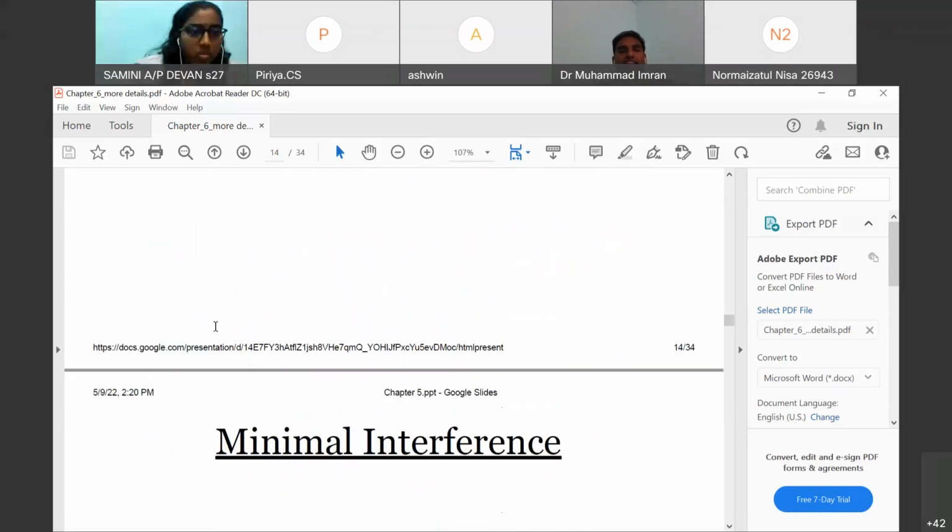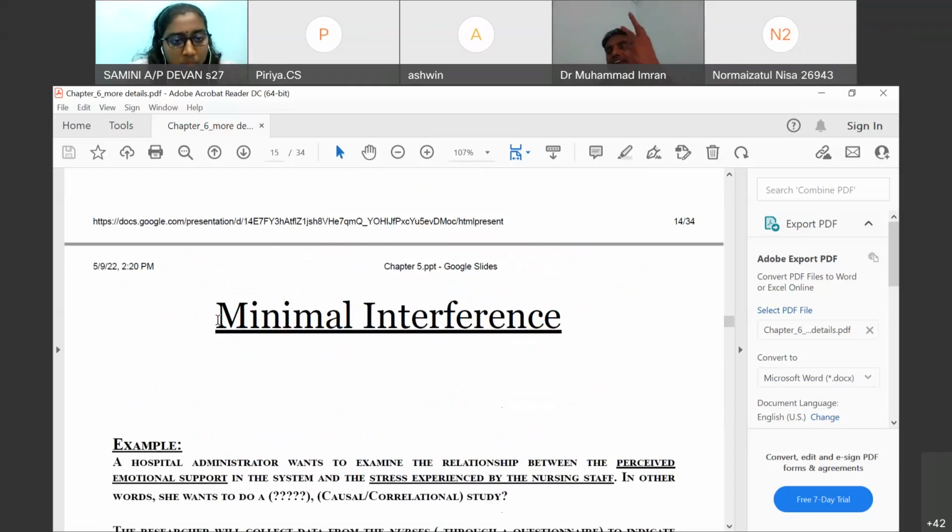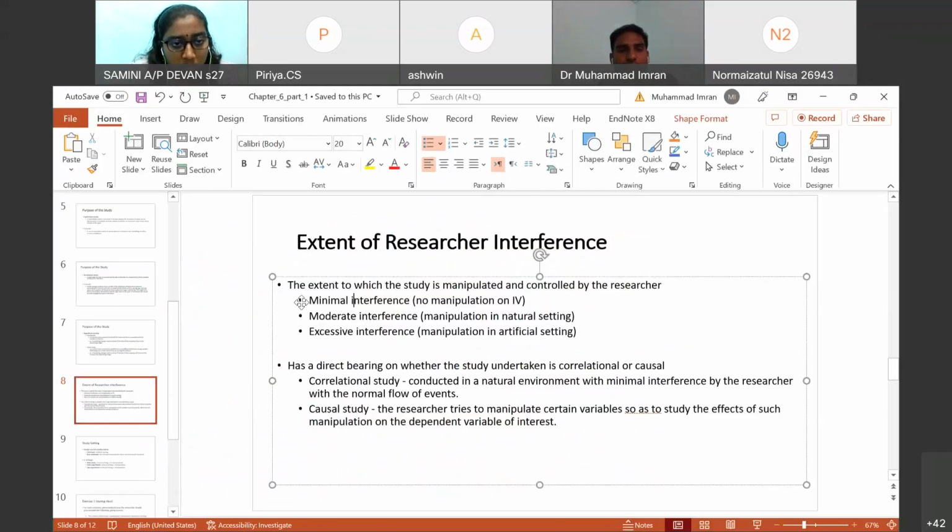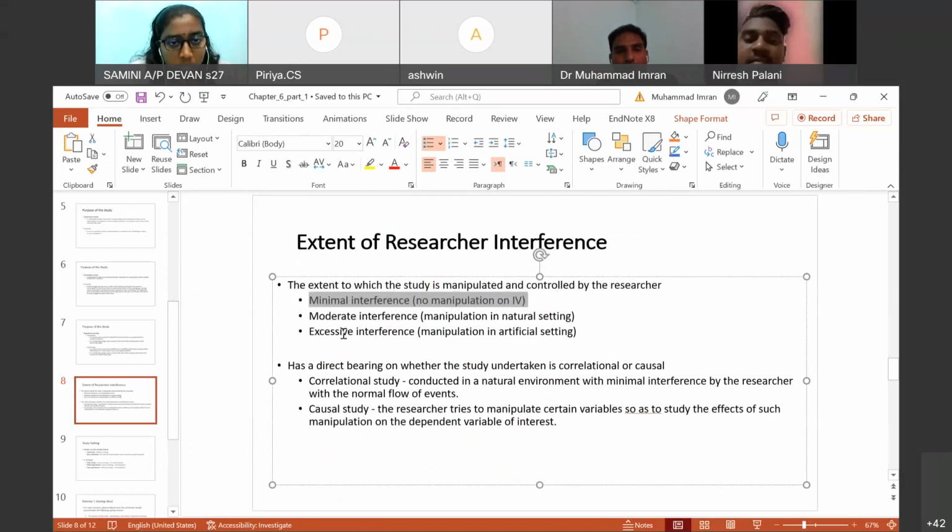How? Let's discuss. There are three types of interference. We can see this one now. You can see minimum interference. Can you see, Naresh? Yes, sir, I can see. You can see this slide, right? Yes, sir. Okay, see, minimum interference, moderate interference, and excessive interference. Let's discuss with examples one by one.